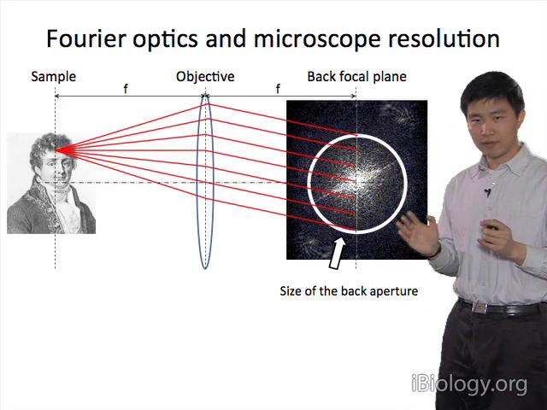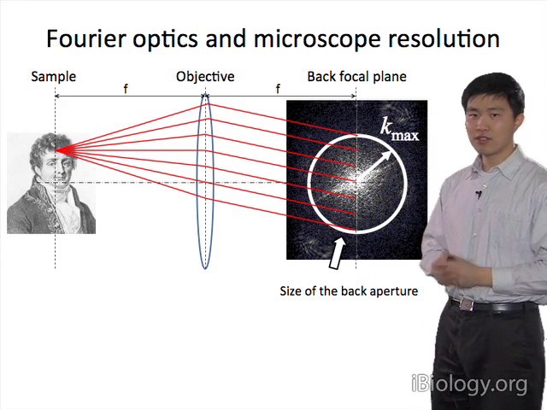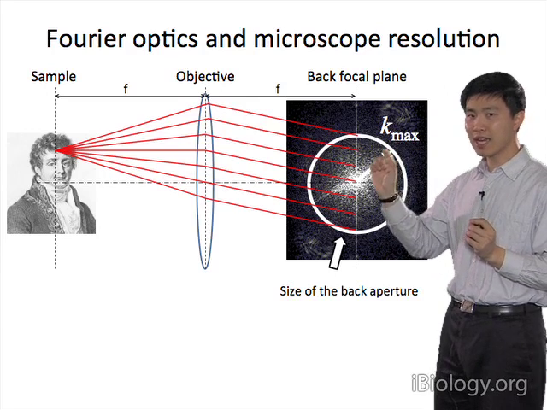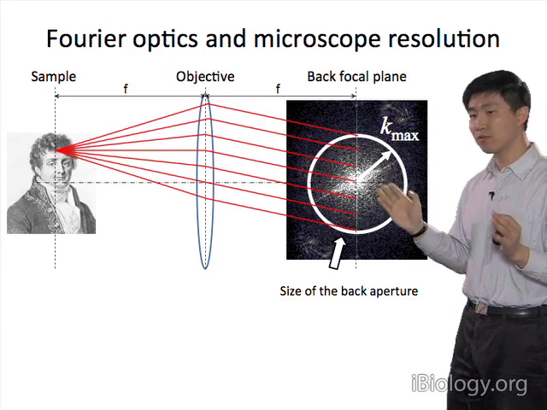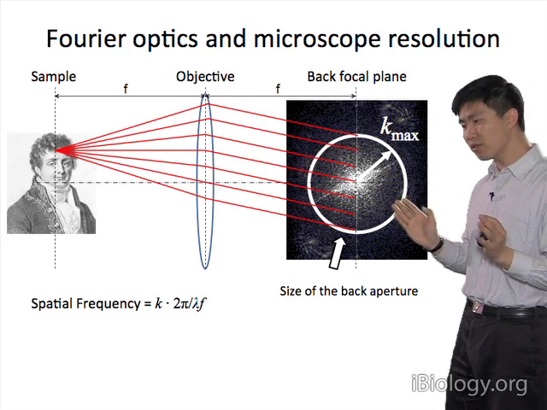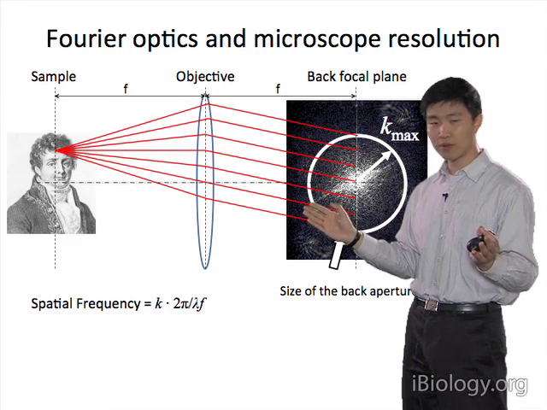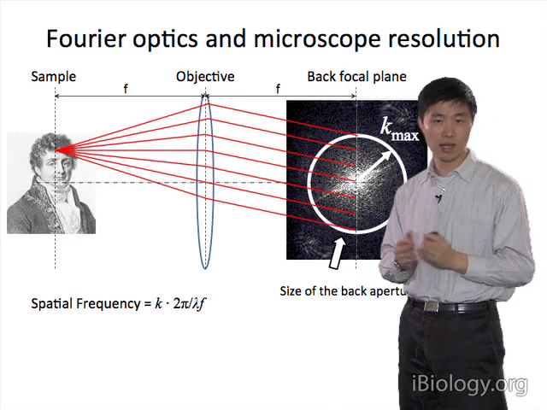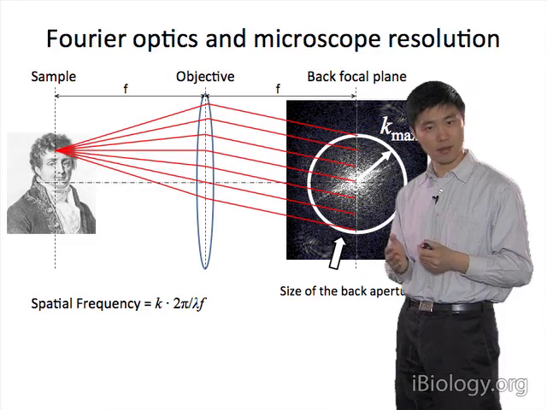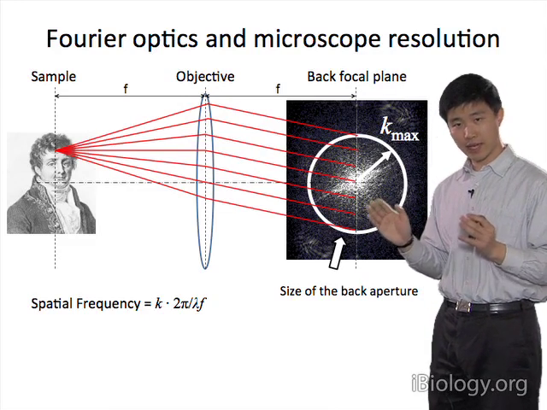Let's be more quantitative. The size of the back aperture determines some maximum K value the objective will allow to go through. And this K value is related to the spatial frequency in the sample domain in this formula: spatial frequency equals K over 2 pi lambda f, where f is the focal length, lambda is the wavelength of light. Okay. Then, what is the maximum value of K?